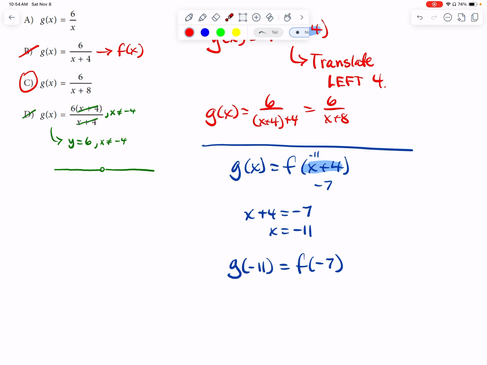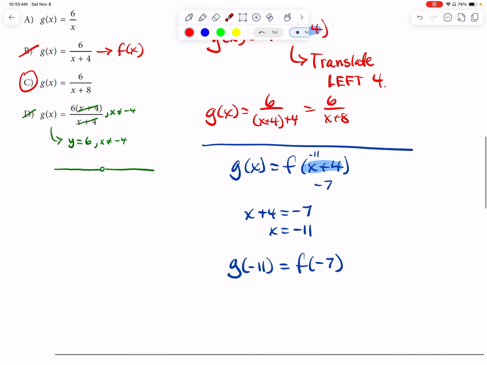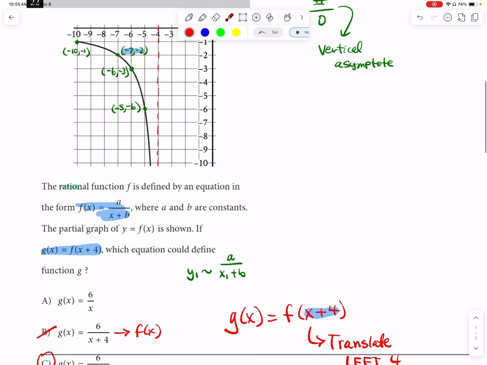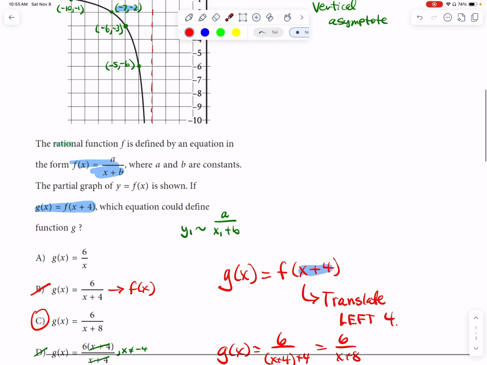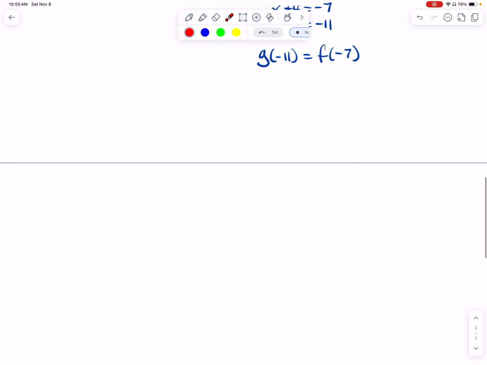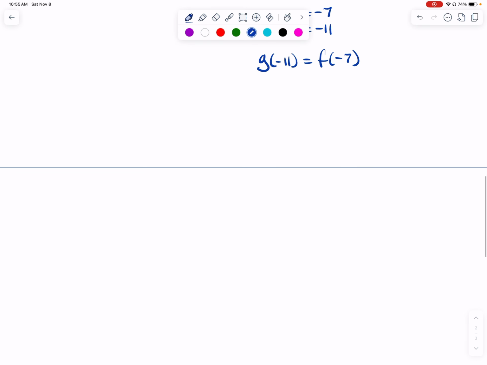Now, could I have done this by hand? Did I have to have Desmos in order to figure out what the equation was? And the answer to that question is no. I will show you that you can totally have gotten this equation by hand, and it's pretty cool. It's actually just a system of equations. So f of x was equal to a over x plus b.